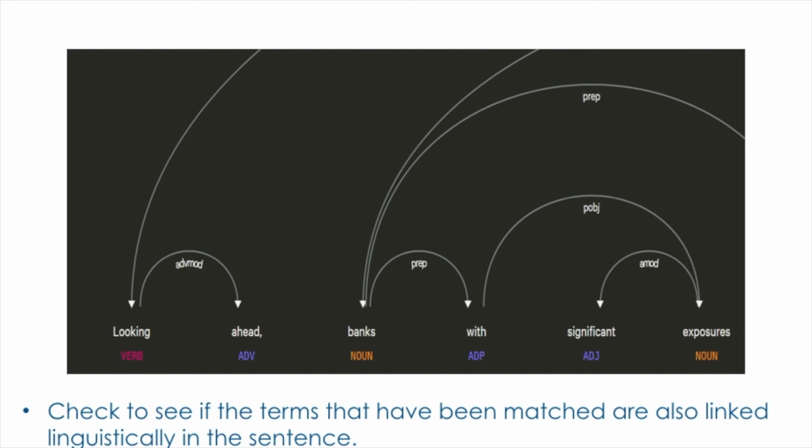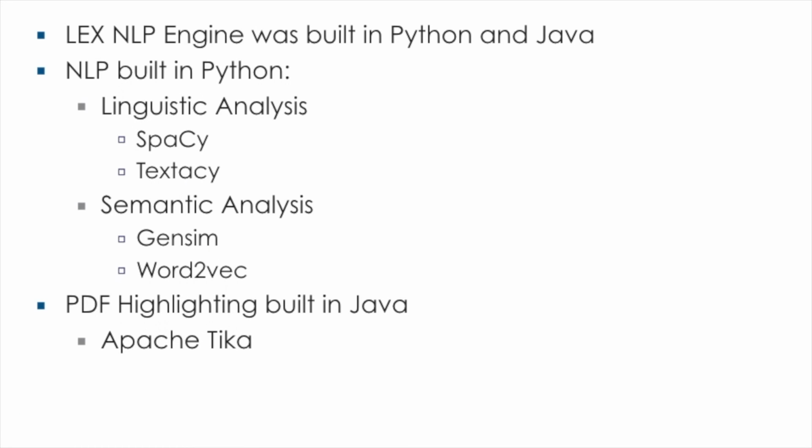The second level match is the linguistic match. After the terms in the lexicon are matched either with keyword or Word2Vec matching, a check is done to see if the words have a linguistic link between them. This means that there is a dependency between the words when the sentence is parsed. This check is done to make sure that the significant was about the exposure and not about something else. The LEX NLP engine was built in Python and Java. We have mostly used open source libraries such as spaCy and Textacy for the linguistic analysis, Gensim and Word2Vec for semantic analysis, and Apache Tika for PDF highlighting.